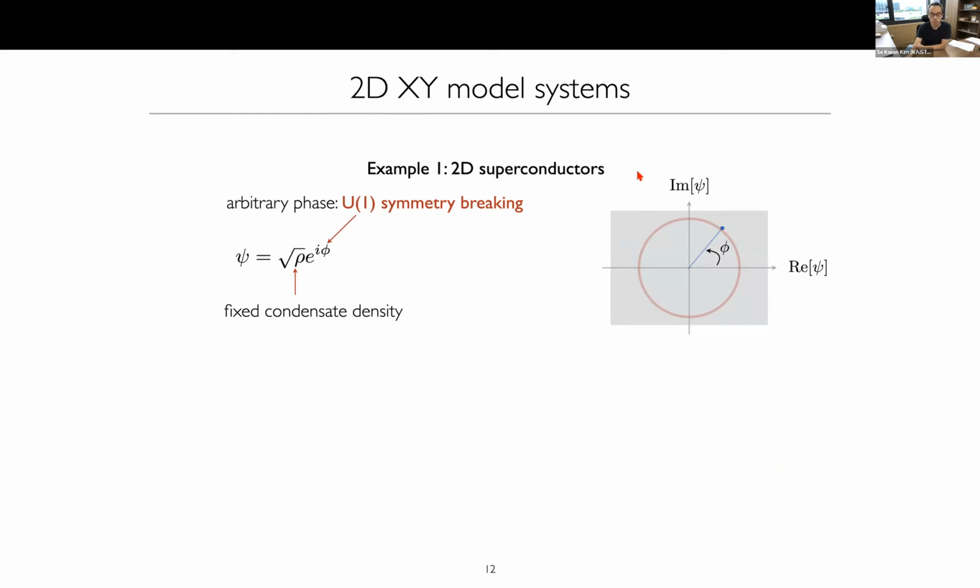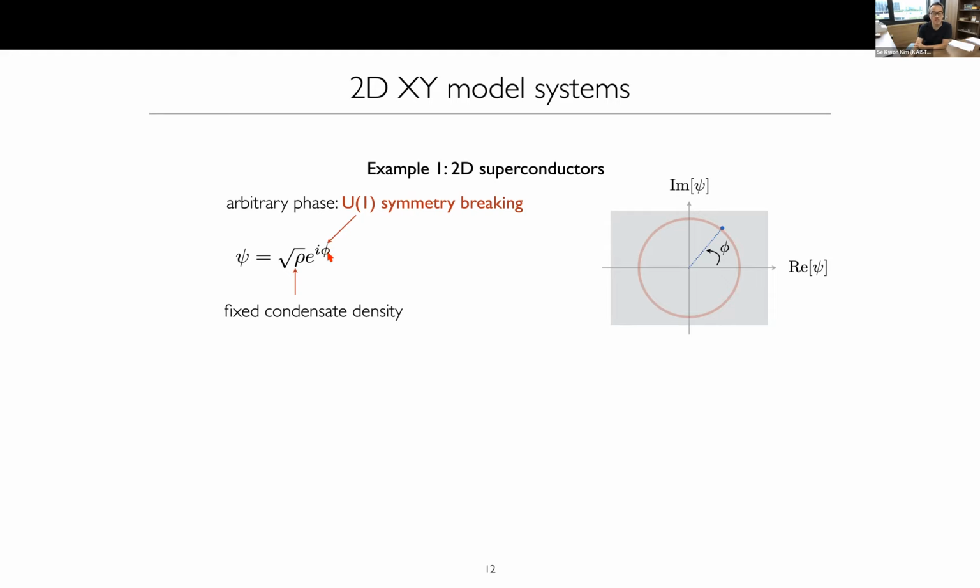I'm not sure you're familiar with superconductivity, but when a material enters into a superconducting phase, we have this kind of order parameter, a complex wave function psi, which is basically the macroscopic wave function of Cooper pairs in superconductors. And psi is characterized by two numbers. The first is rho, the density of the condensate, and the second is phi, the phase of the wave function. This phi can be arbitrary in a ground state of the superconductor, and it can be any angle from 0 to 2 pi.